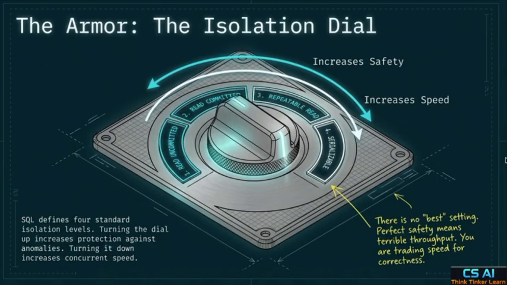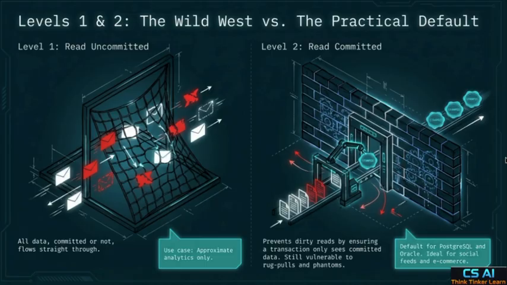To protect against these, we use the armor, the isolation dial. SQL defines four standard levels. Think of it as a dial rather than a switch. Turning the dial up increases safety and protection against anomalies, but it decreases throughput. Turning it down increases concurrent speed but risks data corruption. There's no best setting. As an architect, you are constantly trading speed for correctness based on your specific use case.